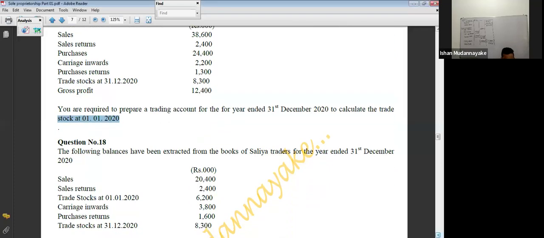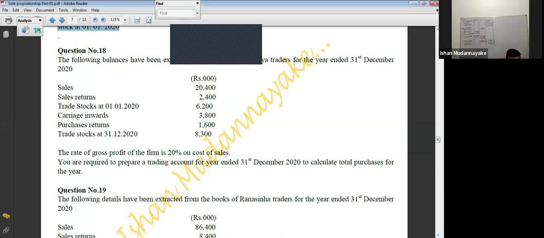Here also you will calculate total purchases of the business. In this question, it has given the rate of the gross profit of the firm is 20% on cost of sales. Question number 18. You need to apply the previous knowledge now. By applying markup margin, you need to calculate cost of sales or gross profit. Complete question number 18.